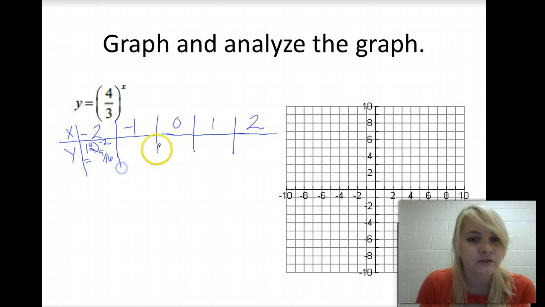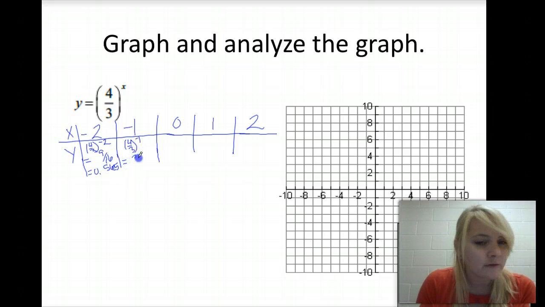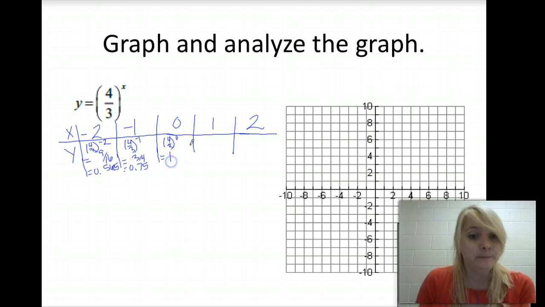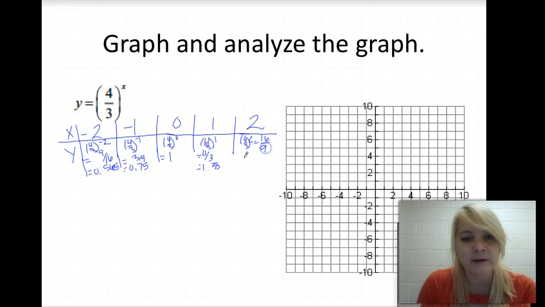And just for approximation of when we graph, that's approximately 0.5625. And then we get 4/3 raised to the power of -1, which is 3/4, which is 0.75. And then 4/3 to the power of 0 is 1. Anything raised to the power of 0 is 1, so keep that in mind. Then we have 4/3 raised to the power of 1, which is 4/3, approximately 1.33. And then 4/3 raised to the power of 2, which is 16/9, approximately 1.78.